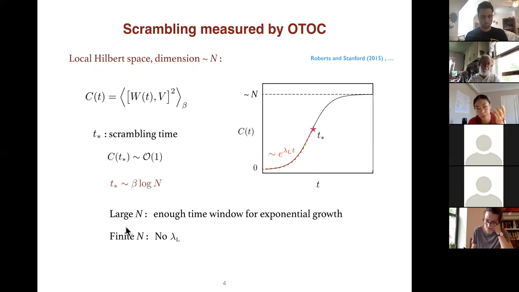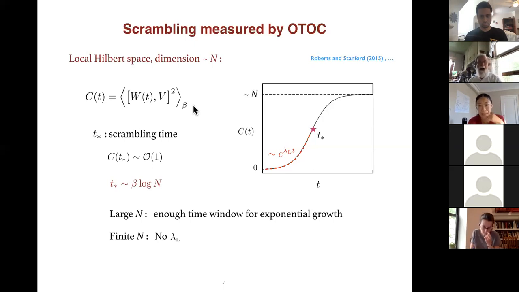Okay, so if your local Hilbert space is large enough, then there will be a long enough time window for this exponential growth, and you will have a well-defined Lyapunov exponent. But for n small, for example, if I have a qubit system, n is 2, then you don't have a chance to observe the exponential growth. So there will be no well-defined Lyapunov exponent. That's the common lore for scrambling in a local Hilbert space, measured by this local OTOC.